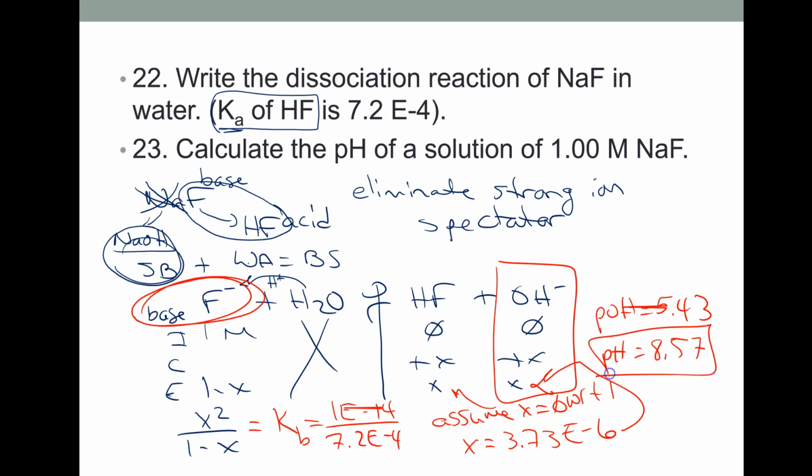Okay? The hard part is not the math. I know you guys can do these ICE tables. I know you understand what they mean. I know you can recognize this. The hard part is that part right there.